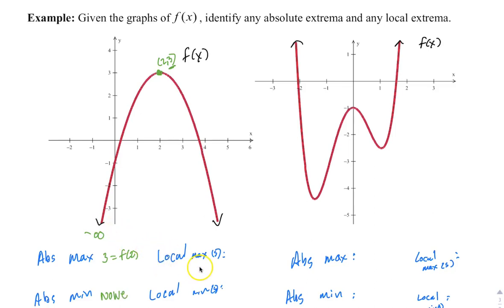Now we want the local max. That's the highest in a local area. Well, the only place where there's a little peak, you might call it, is right there, which is our absolute max. That's fine. It could be both. So our local max is also our absolute max. And likewise, there's no local min anywhere. I don't see any valleys, so there's no local min.